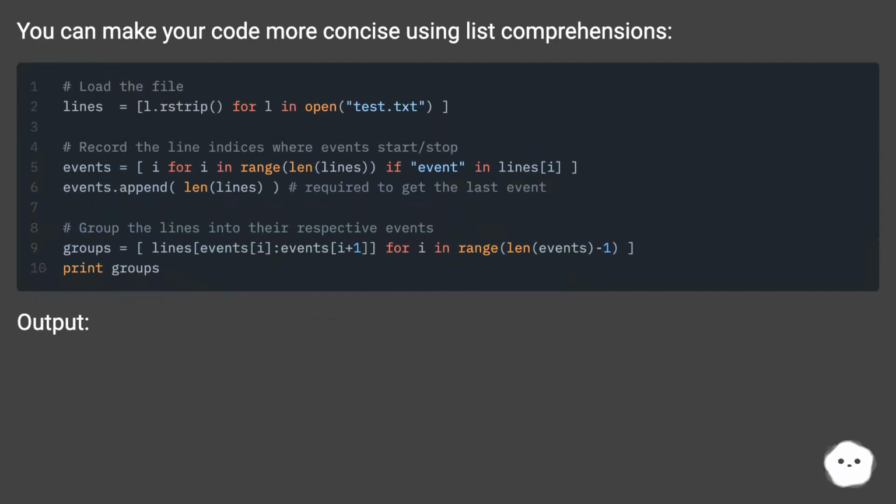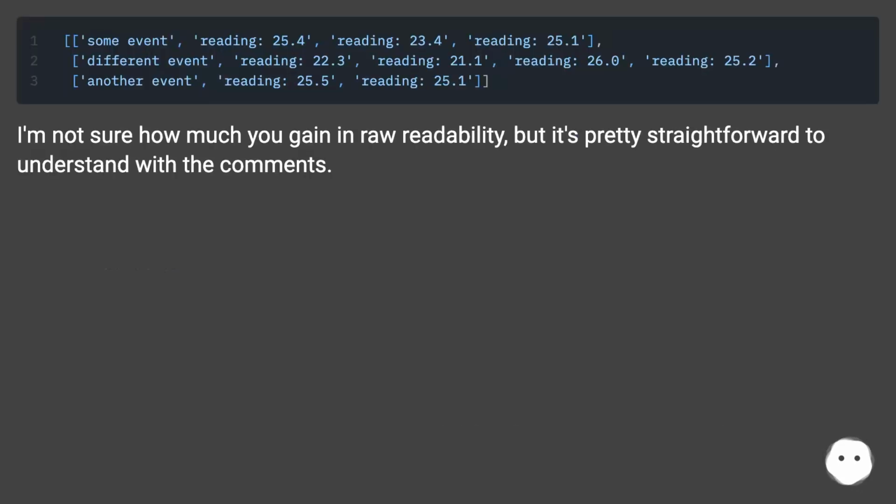You can make your code more concise using list comprehensions. Output. I'm not sure how much you gain in raw readability, but it's pretty straightforward to understand with the comments.